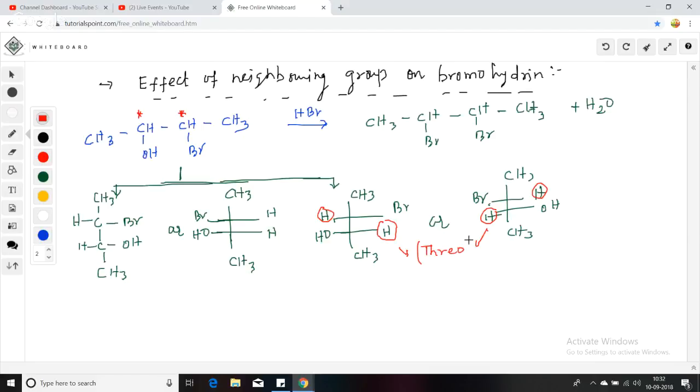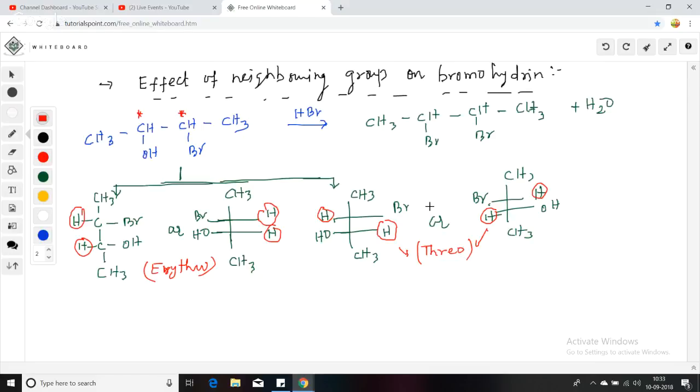Threo. This you must have done in isomerism also. And in these two structures, when identical groups are on the same side on the chiral carbon, this we call as erythro isomer. These two pair of compounds are erythro isomers. When the identical groups are on the same side, we call it erythro, and here we call it threo isomer. So this is one thing.